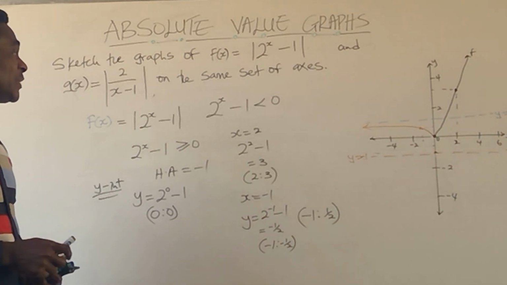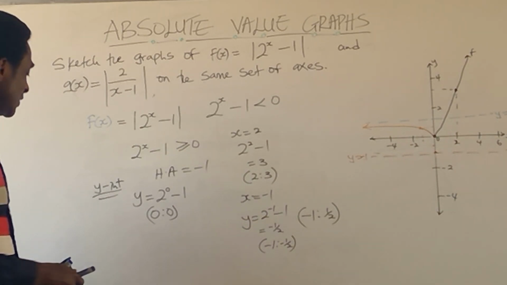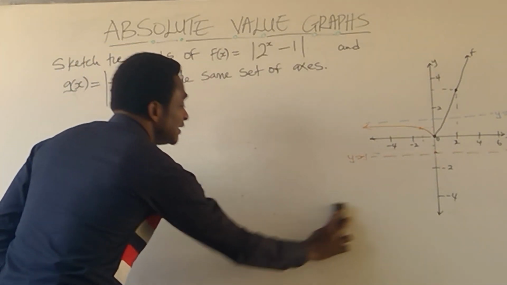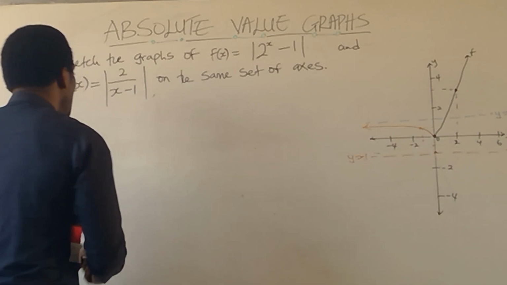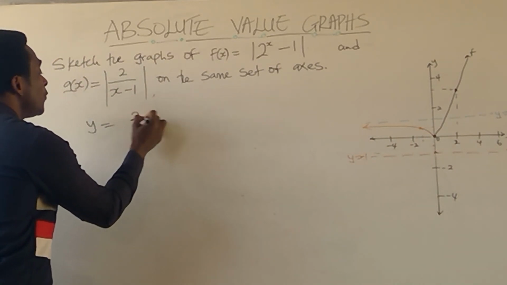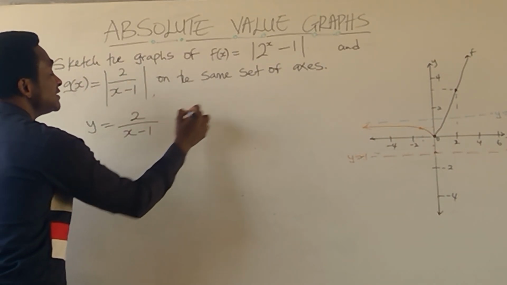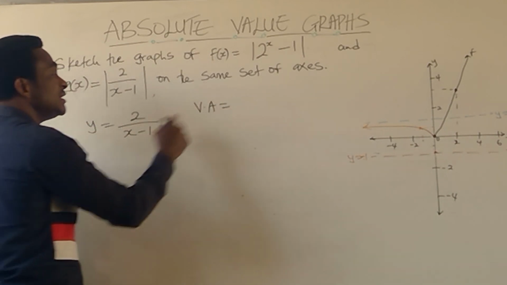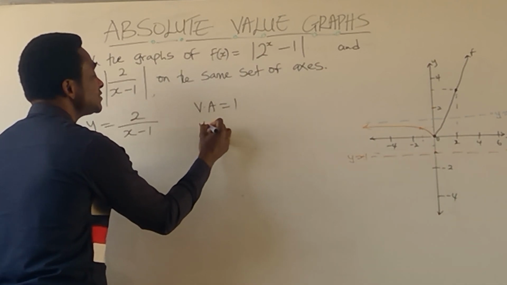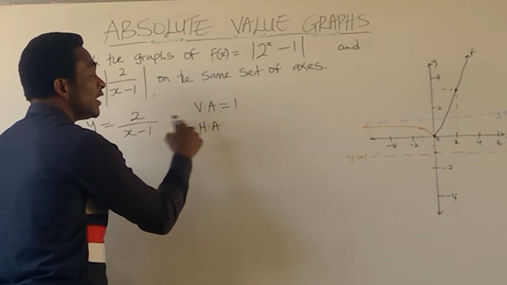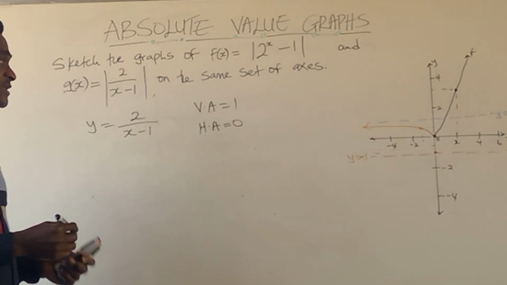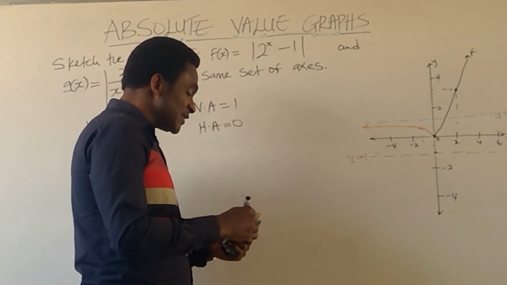Now let's look at the hyperbolic function. For the hyperbolic function, it is still the same approach. But for the hyperbolic function, like we know, we need the horizontal and the vertical asymptotes. In this case, our vertical asymptote here is equal to 1, and for our horizontal asymptote, nothing is given for our q. So our horizontal asymptote is 0. So let's represent those two.